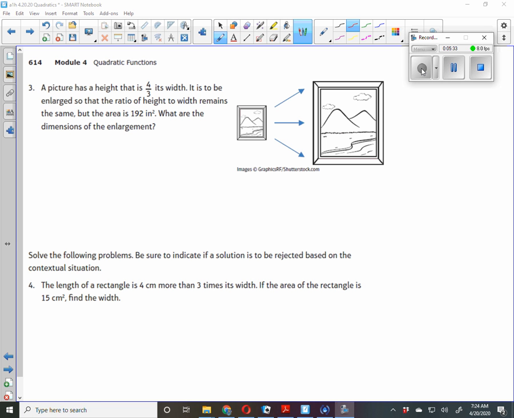But the area is 192 units squared, or inches squared, I should say. What are the dimensions of the enlargement? So what is this saying? This is saying that a picture has a height that is 4/3 its width. Its width is x.